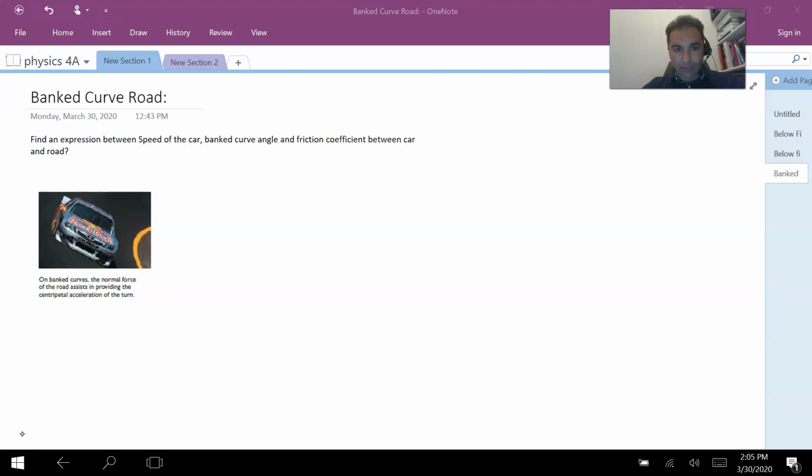It's Monday today, so I'm going to do a lecture about chapter 8, which in reality is an example. It's called Banked Curve Road. The question says: find an expression between the speed of the car, the banked curve angle, and the friction coefficient between car and road. Okay, let me tell you what a banked curve road means.